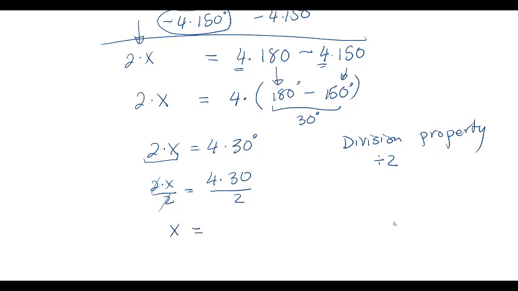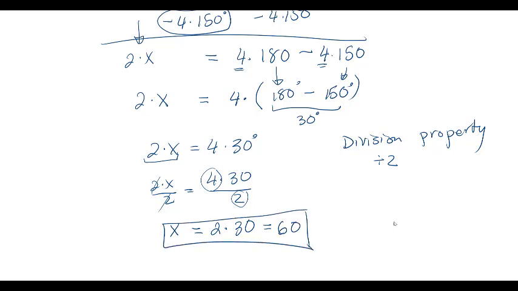And now let's divide the 4 by 2 because that's simple. And we get 2 times 30. Again, since we're dividing a product, we don't have to divide both items. We divide one of them. And we have x equals 2 times 30, which is just 60. So we have x equals 60. And that is our result.